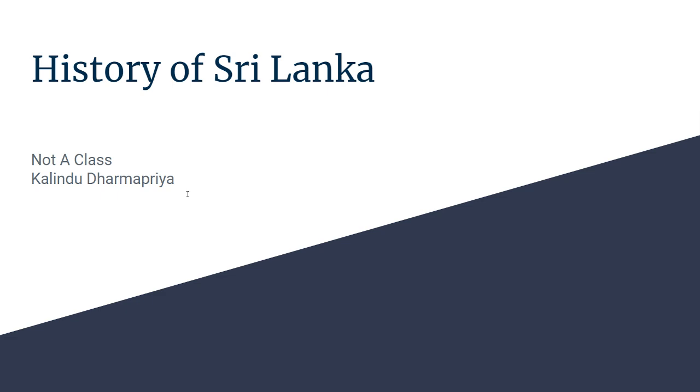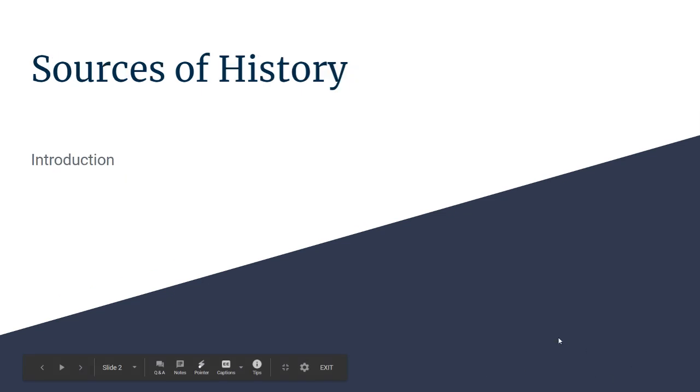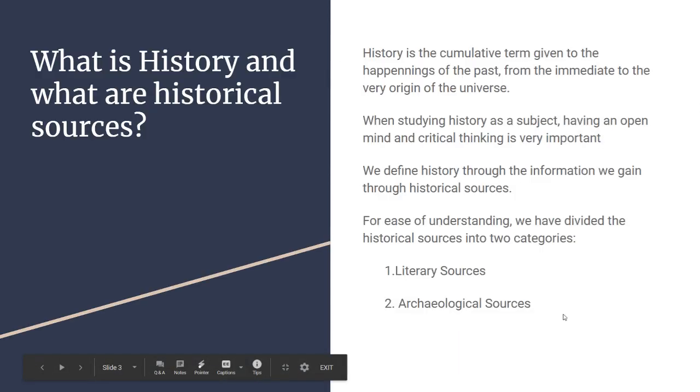So, moving forward, our first lesson would be sources of history. This will be a basic introduction to what history is and what historical sources stand for. What is history and what are historical sources? History is the cumulative term given to the happenings of the past, from the immediate to the very origin of the universe.